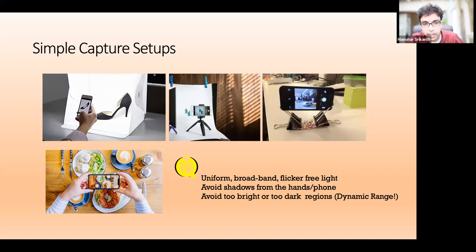And also try to avoid very dark and very bright objects in the scene. For example, in the shoe here, the shoe part is very dark, and the interior is very bright. The scene may have a lot more dynamic range than your phone, and then the images may not come out fine. So either you use apps which allow for high dynamic range, or you pick a different camera which has a larger dynamic range. So you have to think through what your scene is.